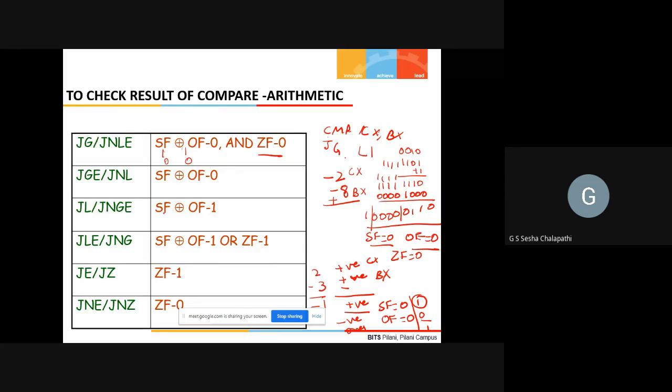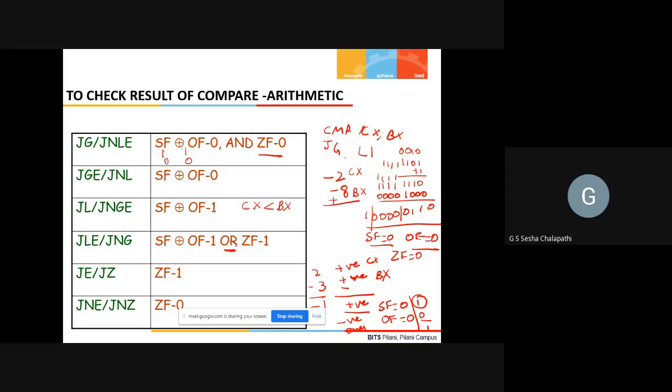And JL, that is jump if lower, that is if CX in this case is lesser than BX, that is the case where the sign flag and overflow flag XORing will become 1. JLE is when you add the zero flag is equal to 1 condition also, and it is an OR condition, not AND.